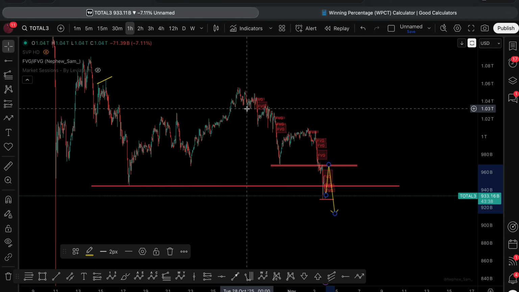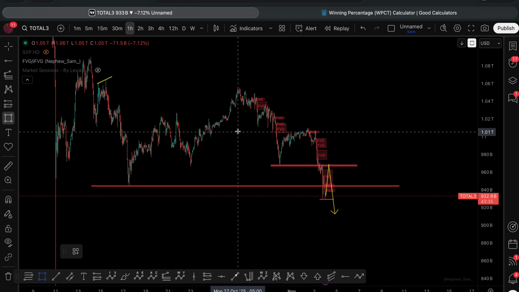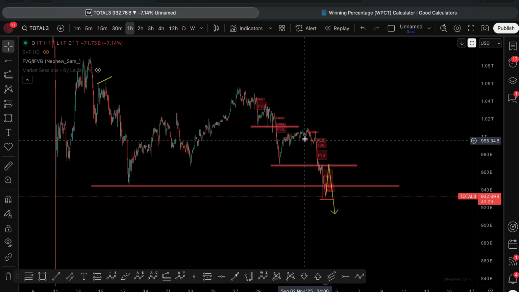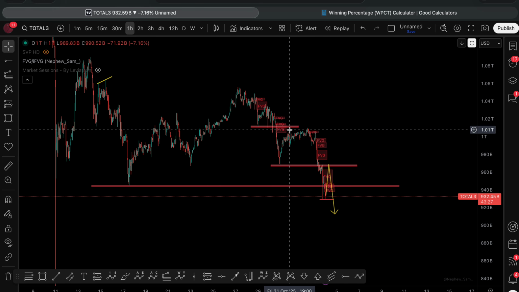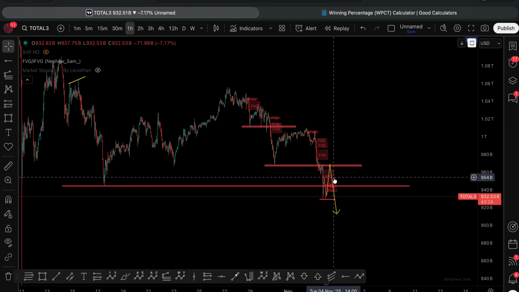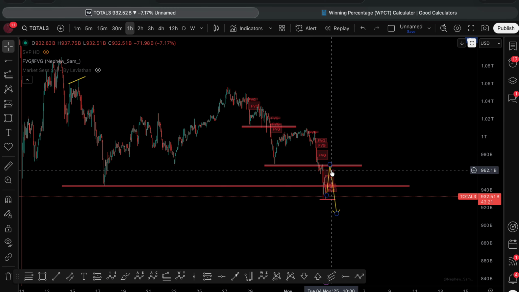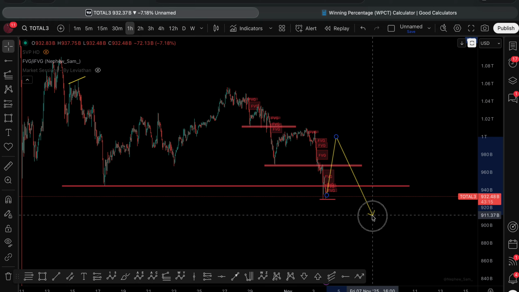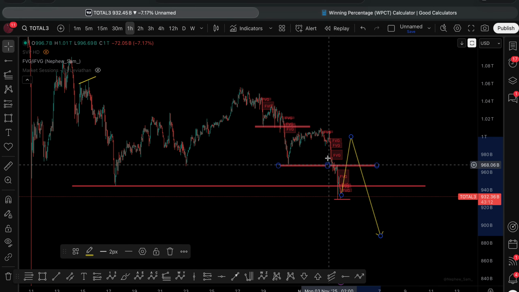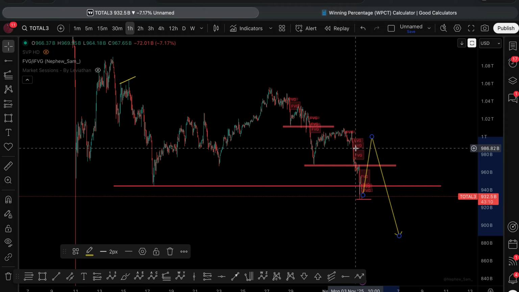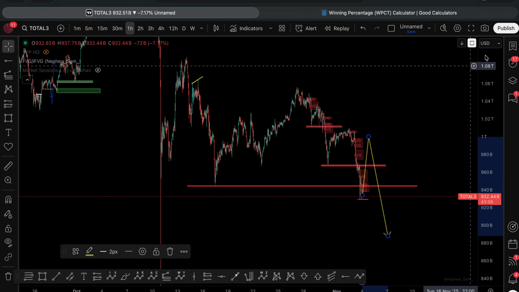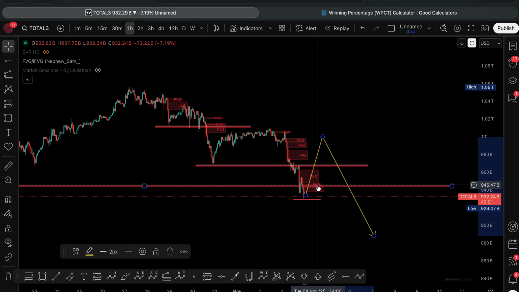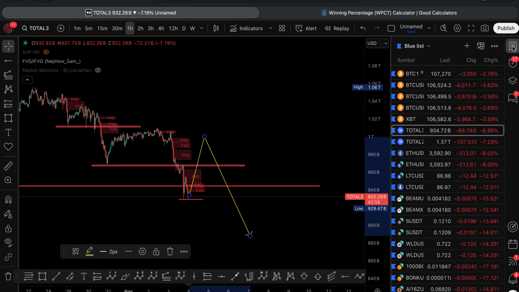All right, so as you can see here, we broke this level, right? This level was broken. It went here, filled the FVG, dropped. Again, we might come back to fill the FVG, either here or here. I can't tell where the markets will go, but it's most likely at the FVG levels. So total market cap is pointing to the downside, but because of this double bottom here, we might expect, probably tomorrow, to see a bounce on alts.